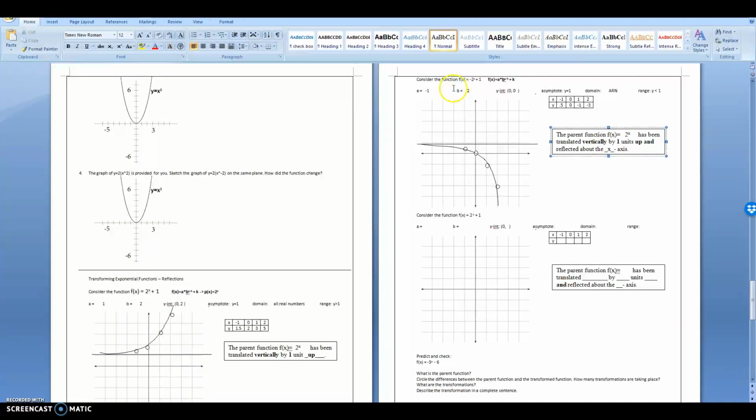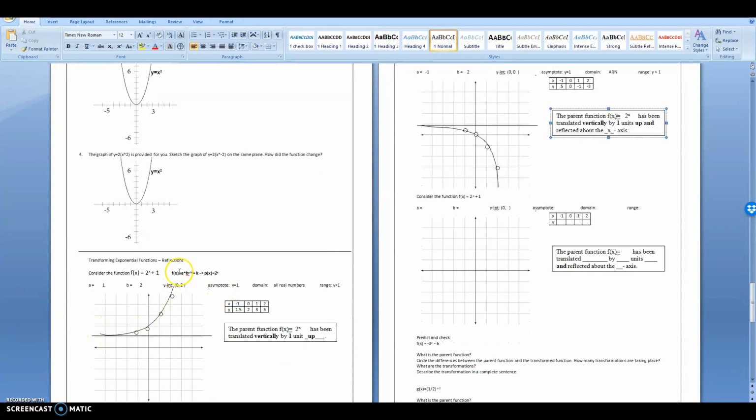So what does this tell you? When a is negative, it doesn't have to be -1. It can be any kind of negative, right? This is an example of an x-axis reflection. We say that the parent function has been translated vertically by 1 unit up. That's because we know our asymptote is now y equals 1 rather than y equals 0. And it has also been reflected about the x-axis. So if this was a growth, now this is a decay, because we read the graph from left to right.